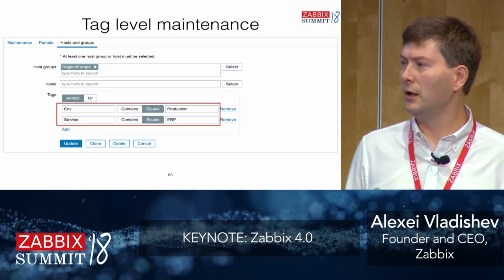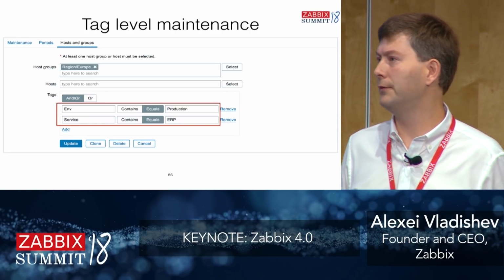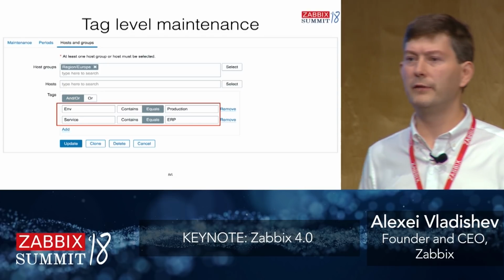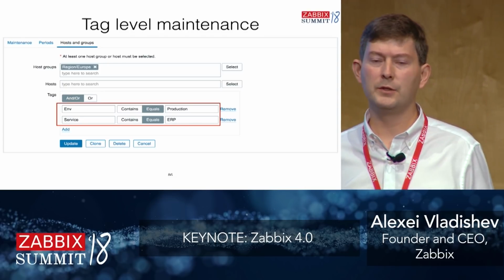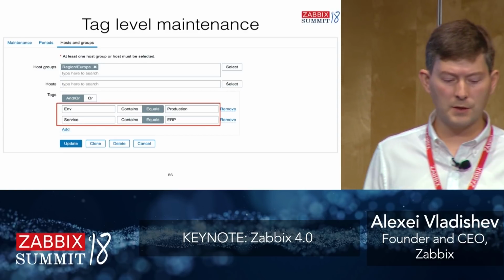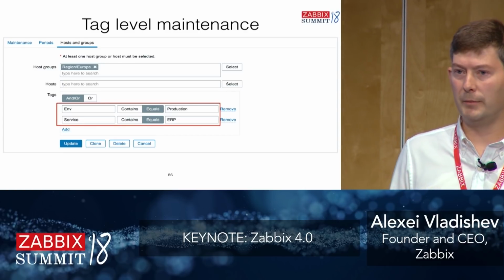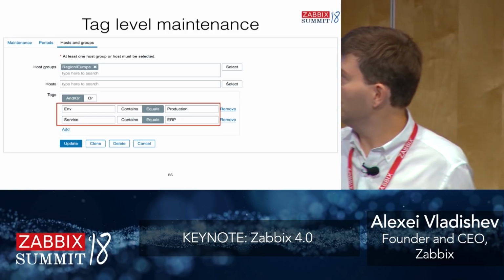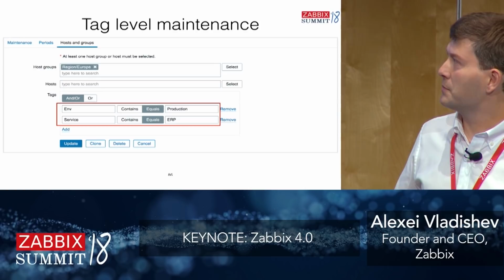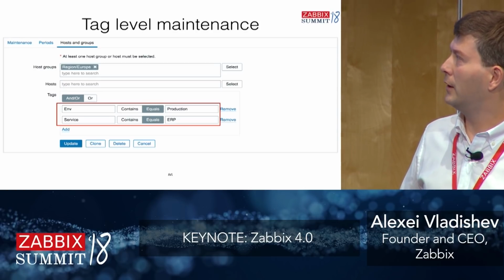In Zabbix, it was one of the most voted feature requests: please give us trigger level maintenance. But we decided to make it even better. Instead of implementing trigger level maintenance, we implemented a tag level maintenance. So in addition to specifying host group and a host, you may also specify a number of tags.